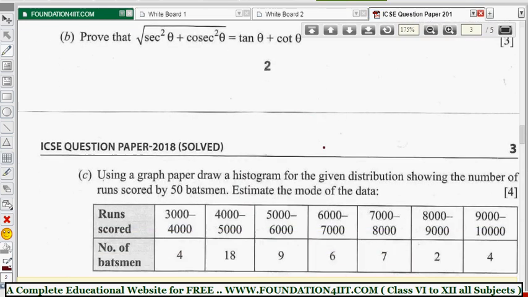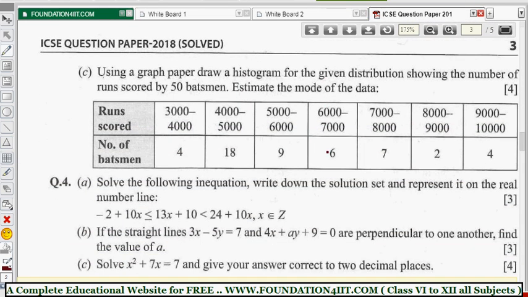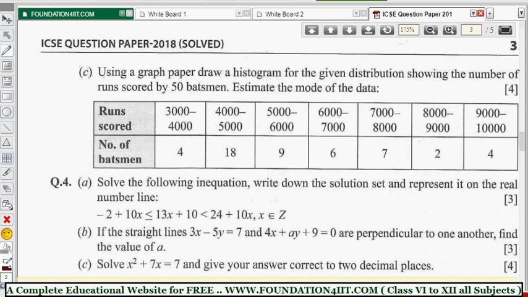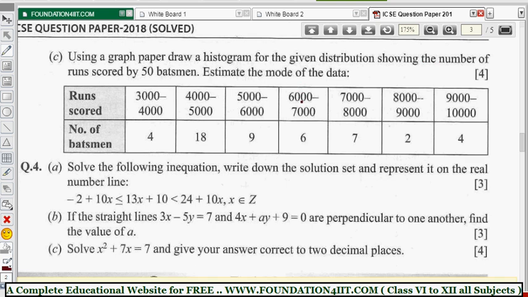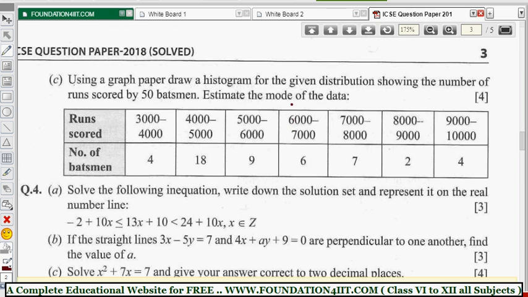Next, this is histogram. Estimate the mode by using histogram. Using the graph paper, draw the histogram for the given distribution showing the number of runs scored by 50 batsmen. Estimate the mode of the data also. We'll find the histogram first, and from that we will find out the mode.